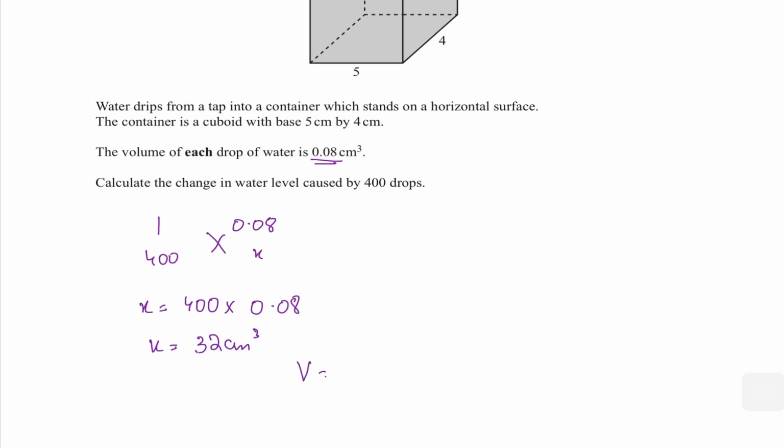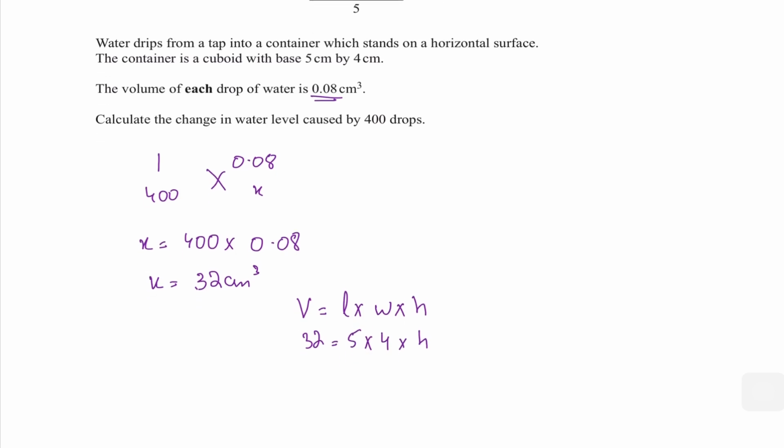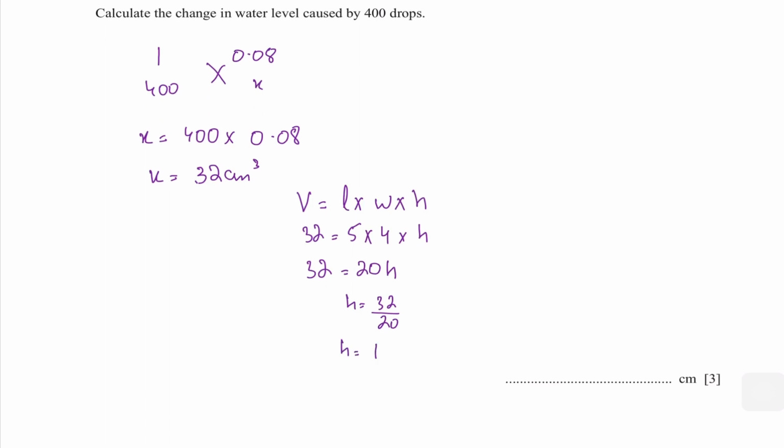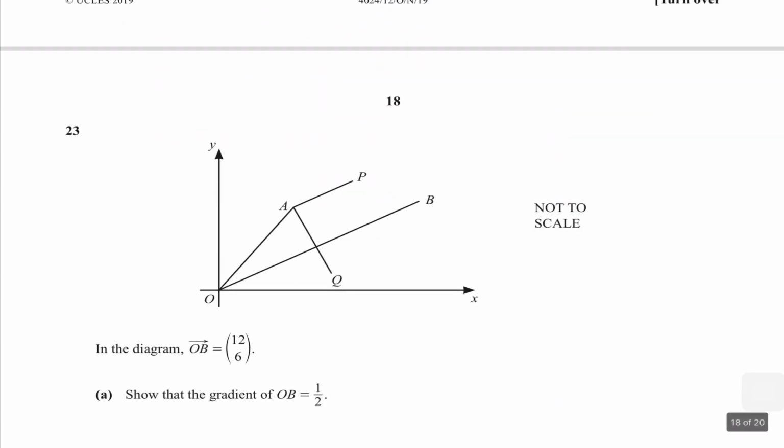And we know that the volume of a cuboid is equal to length times width times height. So 32 is going to be equal to 5 times 4 times height, which is unknown to us. So 32 equals 20h. h is equal to 32 upon 20. Let's simplify this. h is going to be equal to 16 upon 10 if I simplify it by 2. And 16 upon 10 is simply 1.6.